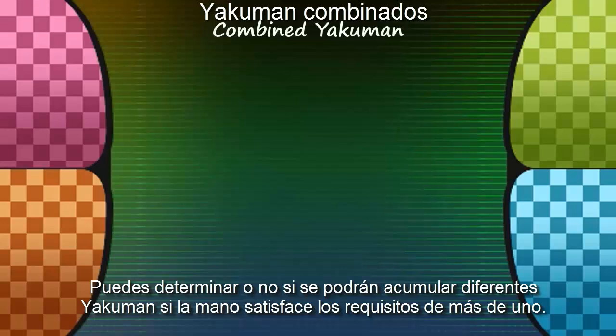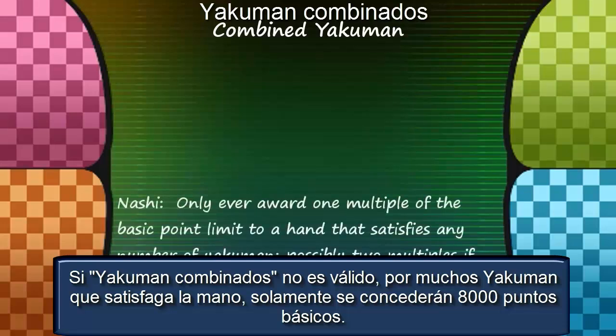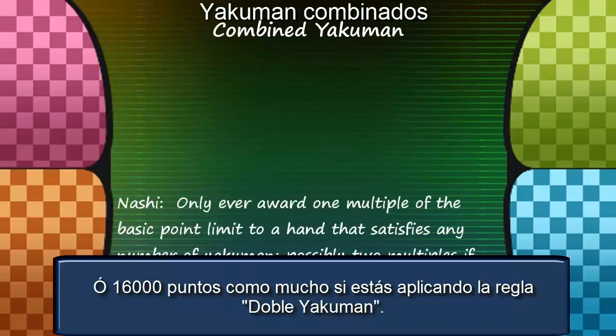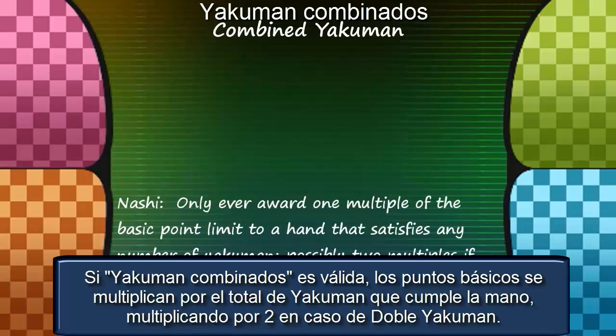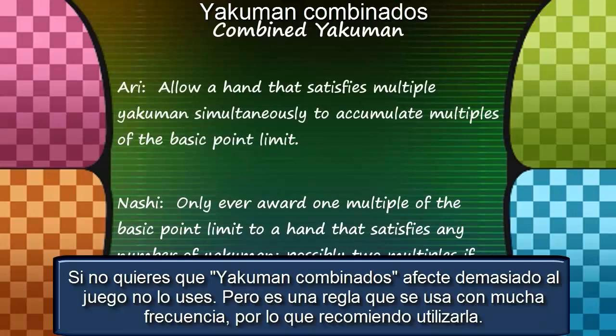You can choose whether or not a hand that satisfies multiple Yakuman is allowed to accumulate multiples of the basic point limit. If combined Yakuman are invalid, a winning hand that satisfies any Yakuman at all is always awarded a flat 8,000 basic points, or possibly 16,000 points if you're using double Yakuman. If combined Yakuman are valid, then the basic point limit is multiplied by the number of Yakuman the hand has, with each double Yakuman adding 2 multiples. If you don't want combined Yakuman to be a total game breaker, you can play without them, but as rarely as they happen, I can recommend playing with them.